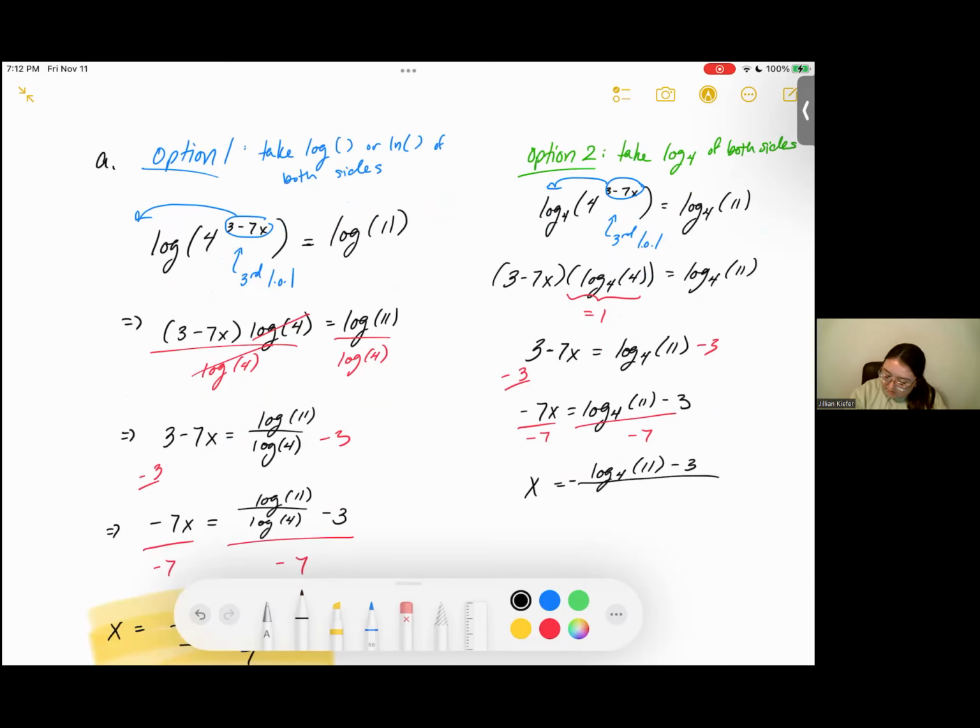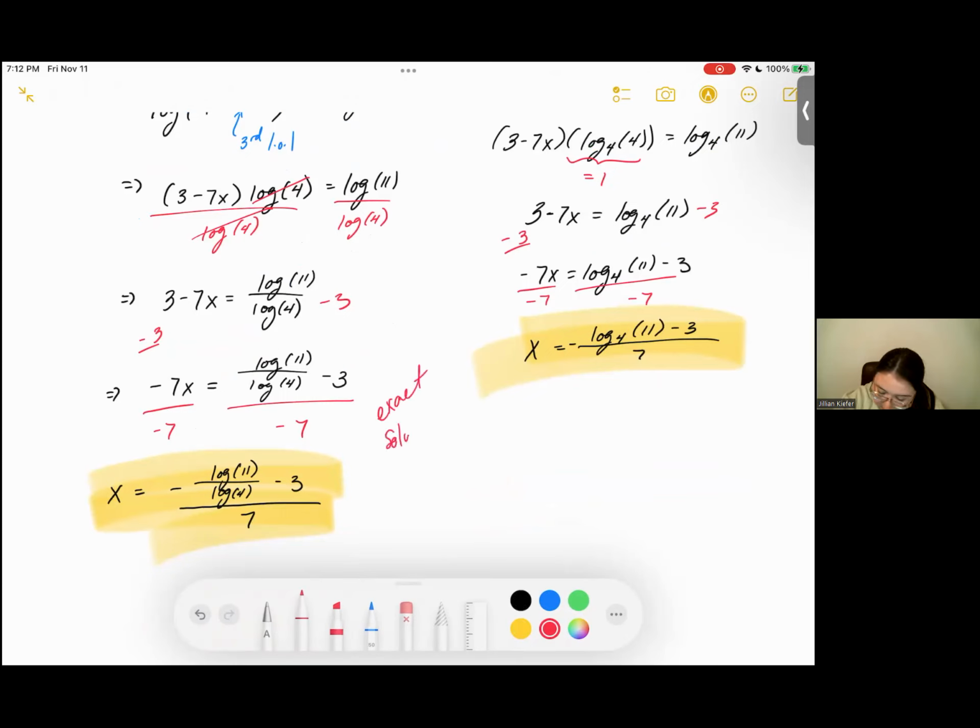So both of these answers here are exact solutions, and they are both correct. They are both considered correct. It's just kind of based on which one you have, which one is going to be easier to put into your own calculator.